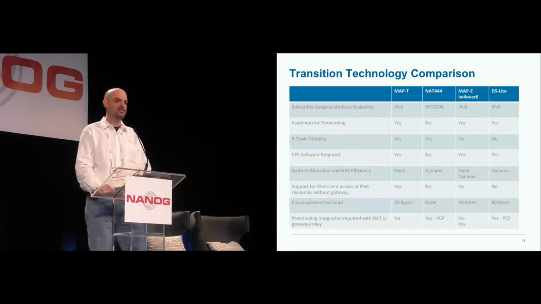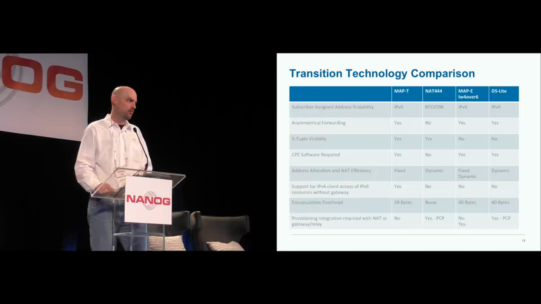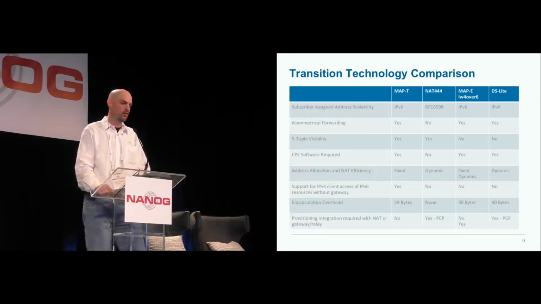Software requirements for the CPE. Most of the technologies that are IPv6 based are going to require new software, some sort of augmentation on the CPE. But it can be argued that to fully implement NAT444, where you implement PCP, that would require new software as well. Most residential gateways do not support PCP today.